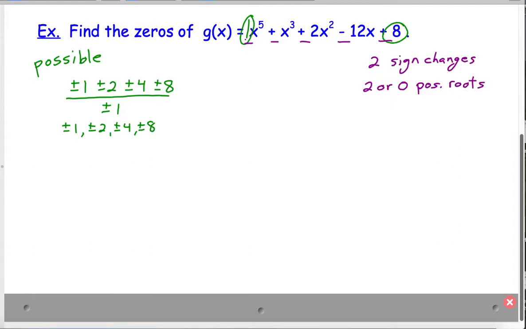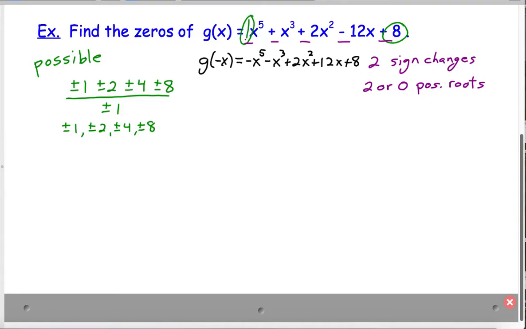Okay, and then what else did we have to do? Well, then we also had to look at g of negative x. Negative x to the 5th power will give us a negative x to the 5th, and we'll have a negative x to the 3rd. Squaring it's going to leave it as positive 2x squared. This will become a positive 12x and a positive 8.